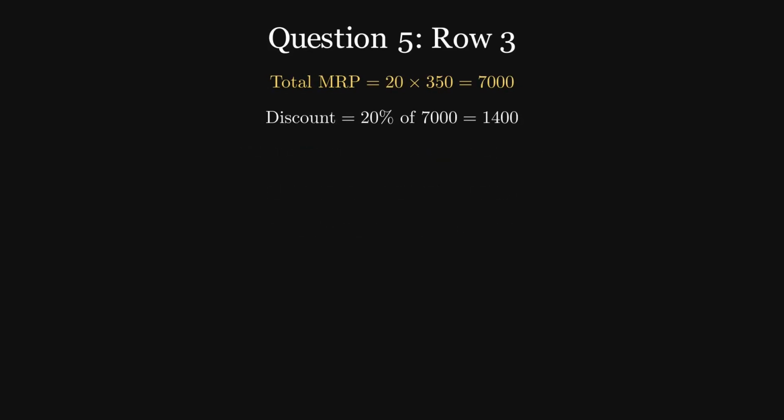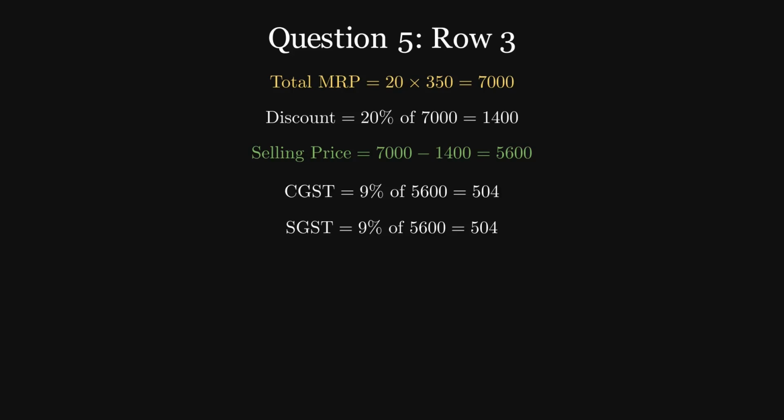Now coming for the third row. Quantity is 20. MRP is rupees 350 and discount is 20%. Total MRP is rupees 7,000. Discount is rupees 1,400. Selling price is rupees 5,600. CGST is rupees 504. SGST is also rupees 504.